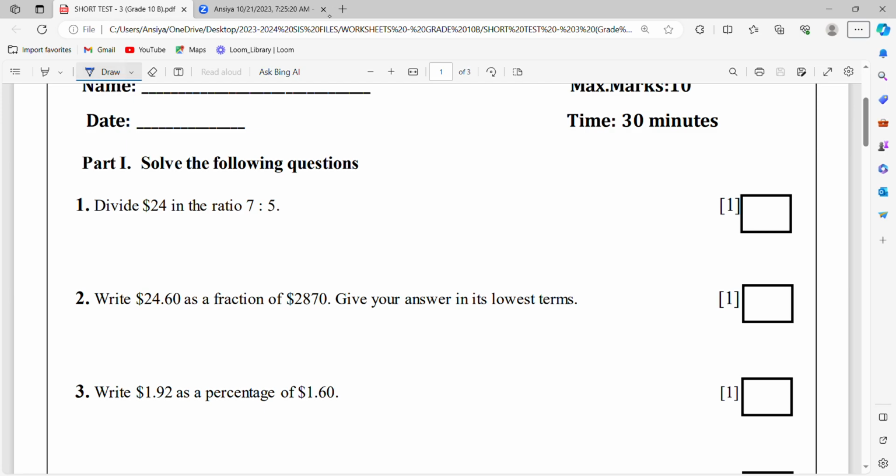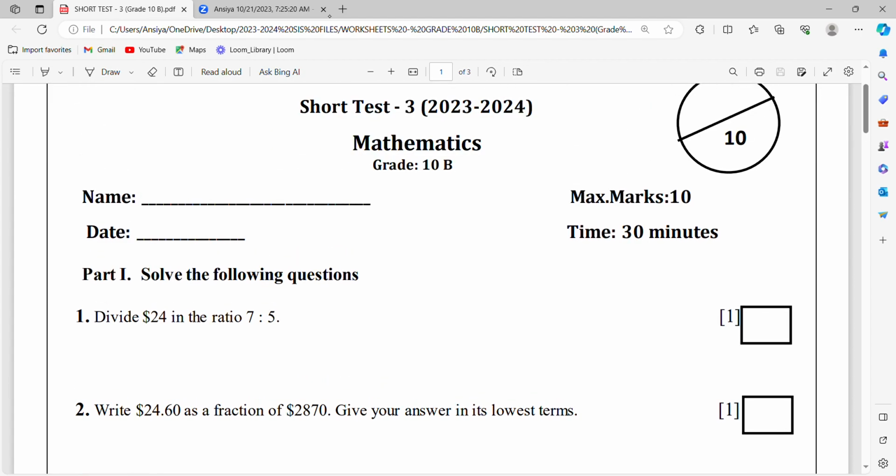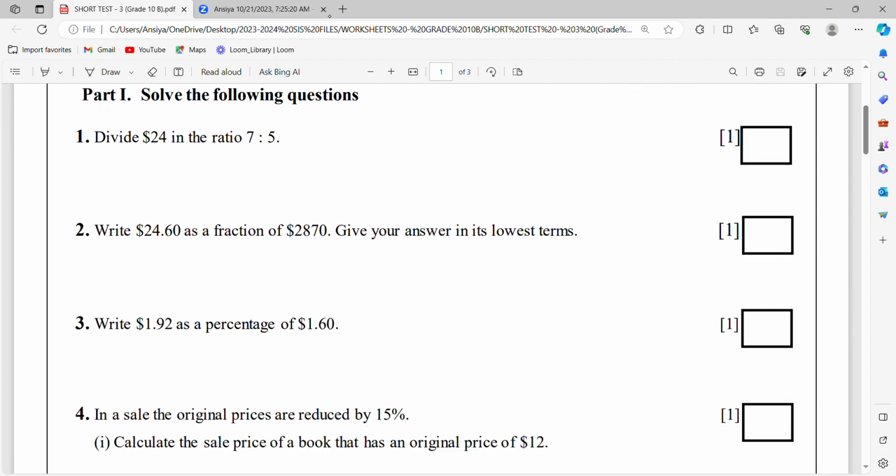Hi dear students, today we are in the part 3 practice of Cambridge exam IGCSE. So we are starting with question number 1. Divide 24 in the ratio 7 to 5.